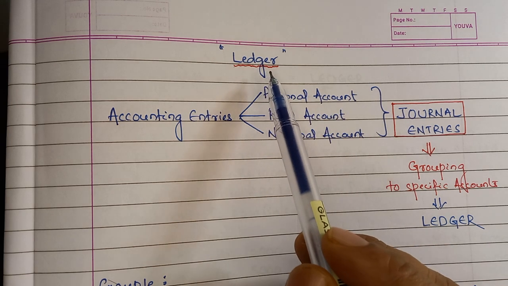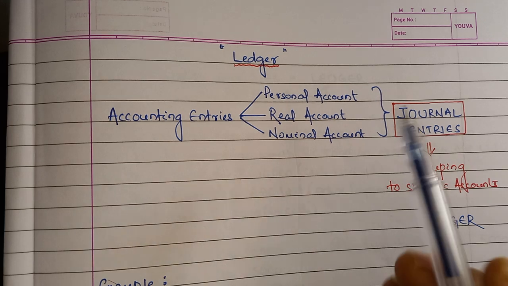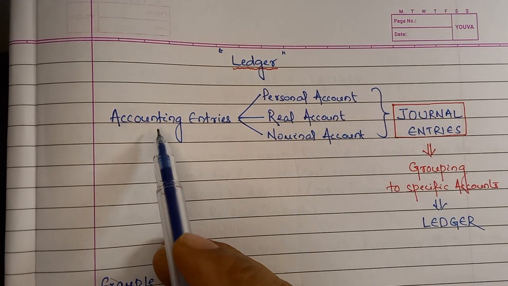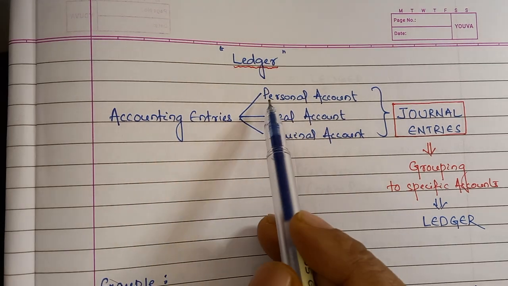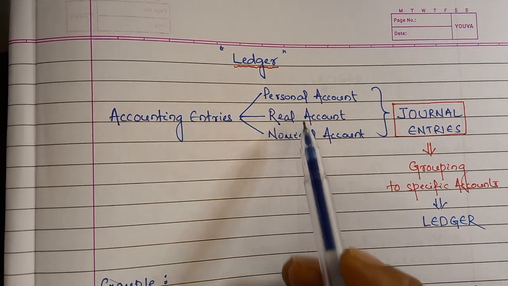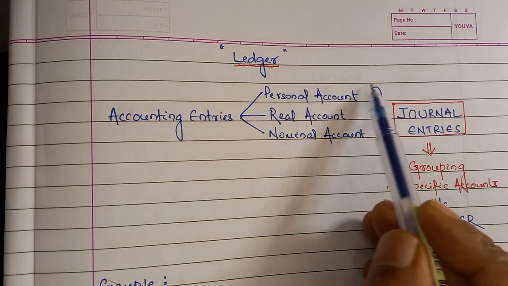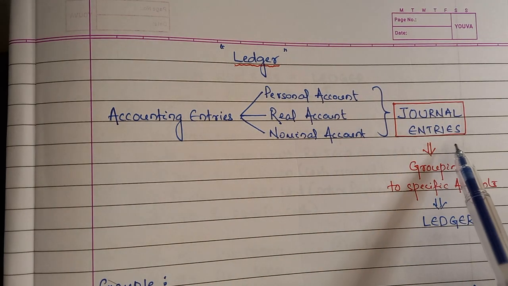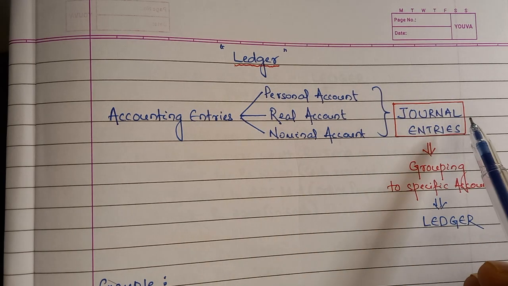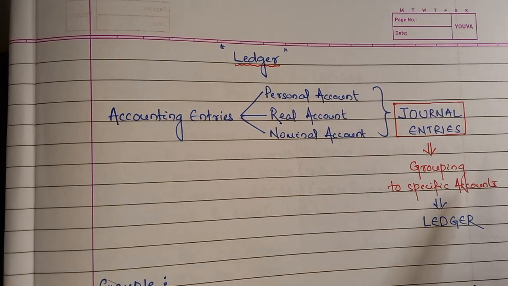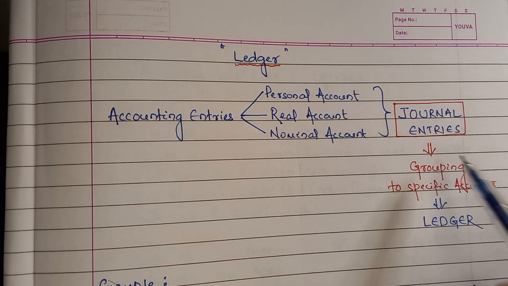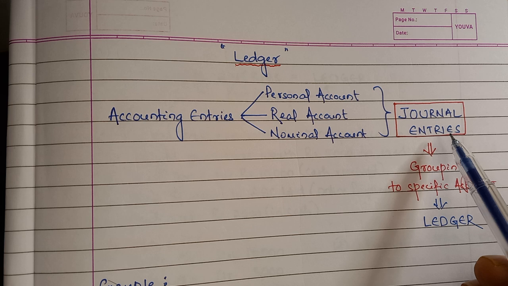Before we start on how ledgers are prepared, I will try to explain why the ledger is required. When it comes to accounting entries, we learned that there are three types of accounts: personal account, real account, and nominal account. With the help of these accounts, we prepare the journal entries. Journal entries are basically the business transactions. One event is happening, I record an entry. The next transaction happens, again I record an entry for that. Now, the question is, how do I know the balance outstanding for each item?